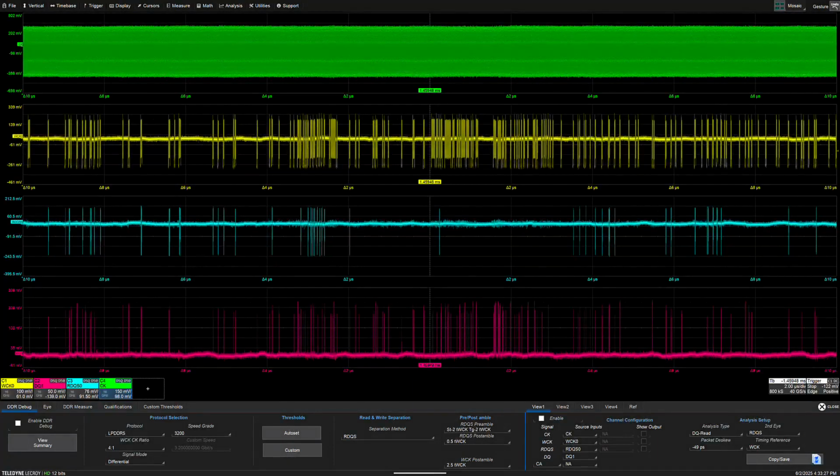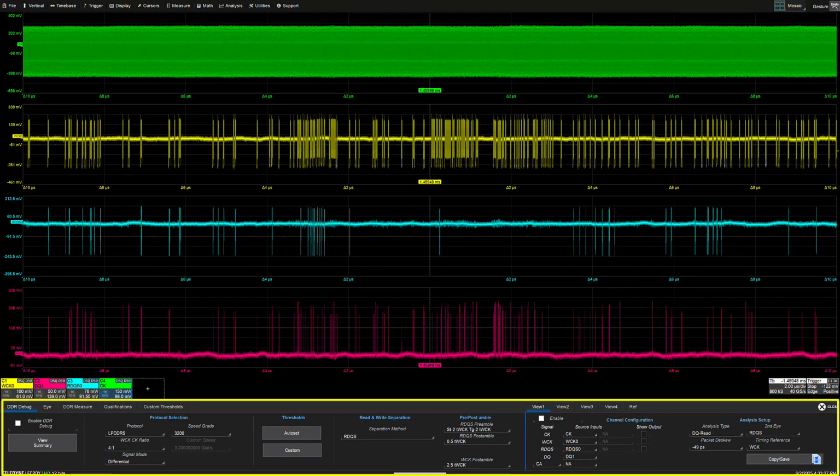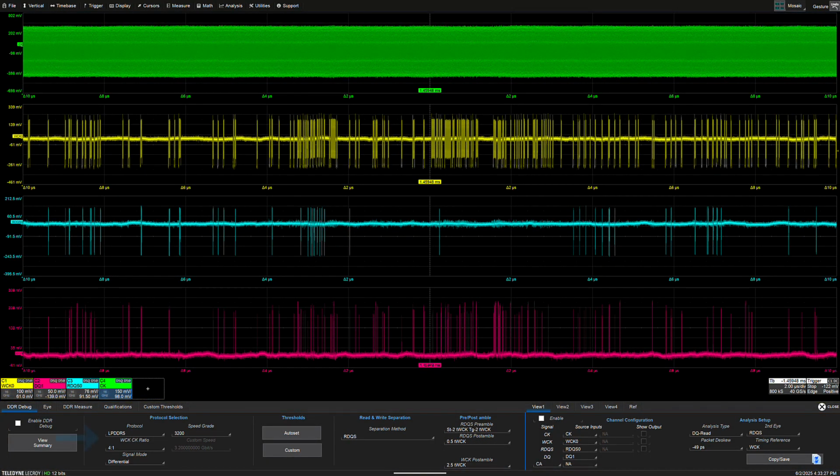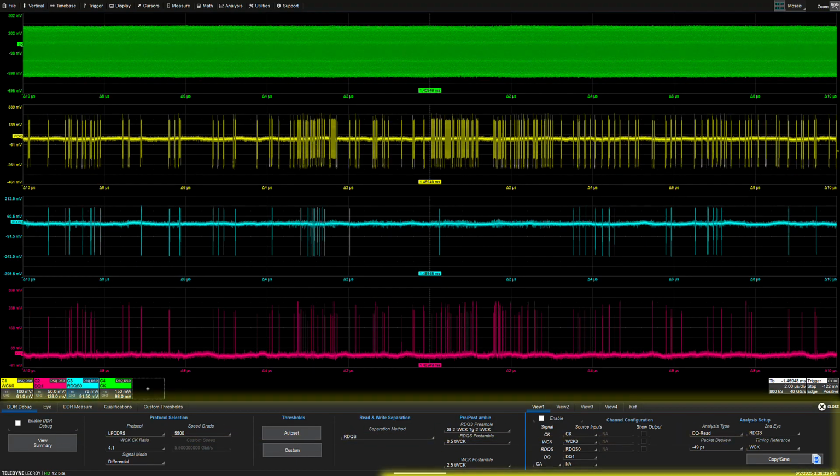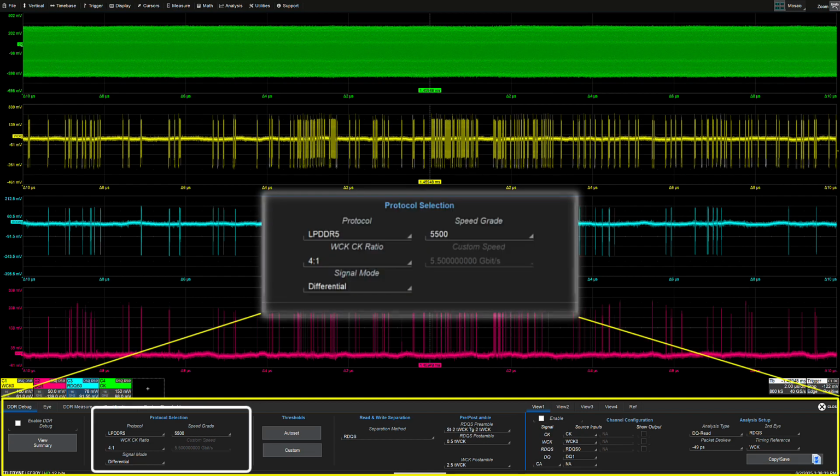Now, let's explore the LPDDR5 Debug Toolkit and its key features. The workflow is intuitive, moving from left to right in the user interface. We start by configuring the speed grade, clock to write clock ratio, and the device's operation mode.